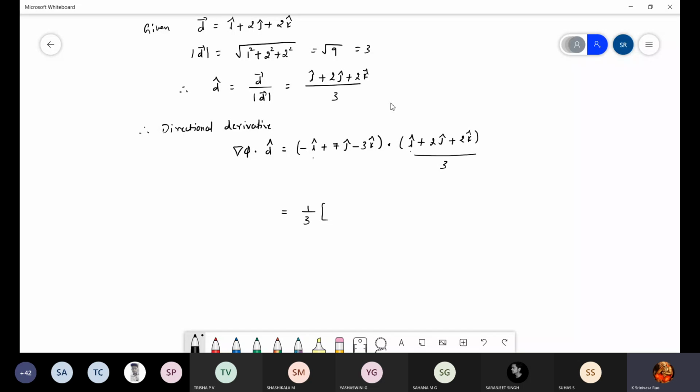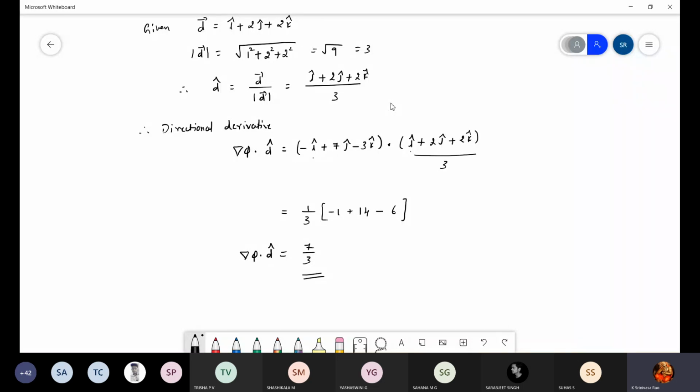So what will you get? Minus i, that is minus 1 into 1 is minus 1. Minus 1, plus into plus is plus, 7 times 2 is 14. Then minus into plus is minus, 3 times 2 is 6. Okay, it should be very perfect in the dot product. No ijk should be written. If you write ijk, your answer is completely wrong. You lose the marks. So what is the final answer? 7 by 3. Very good. So this is directional derivative, grad phi dot d cap.